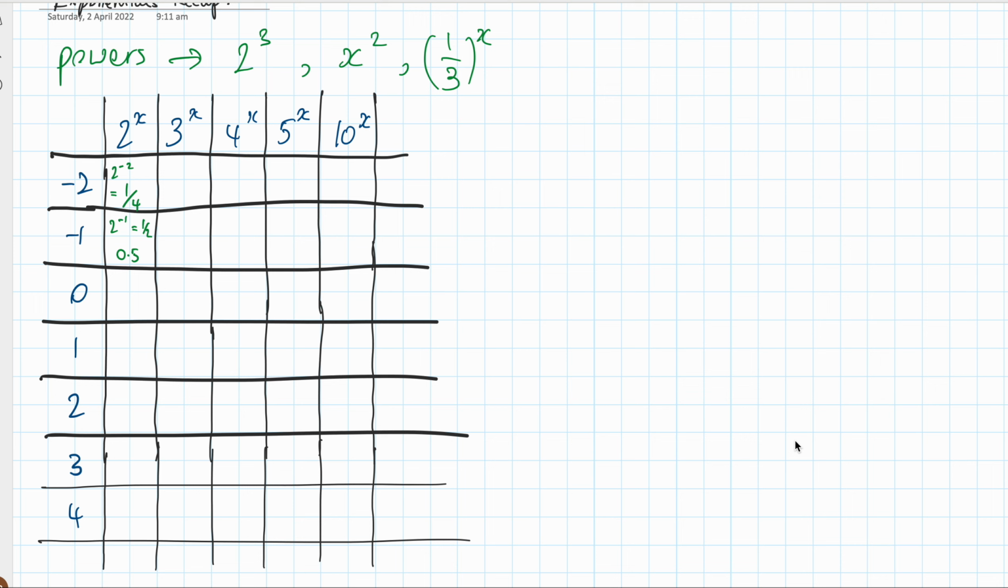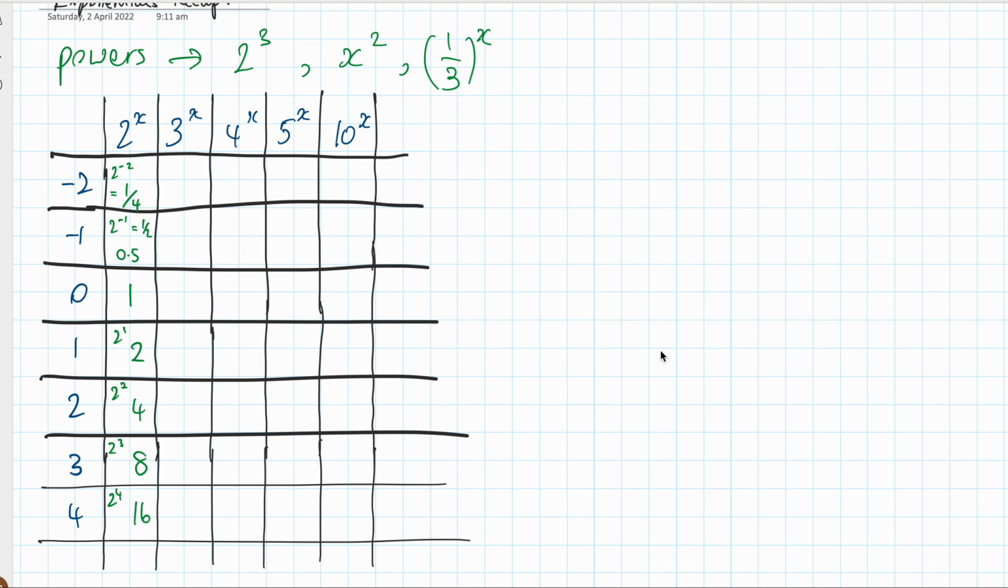Next one, anything to the power of 0 is 1, so we can put a 1 there. And then these ones here, 2 to the power of 1, 2 to the power of 2, 2 to the power of 3, and 2 to the power of 4. Now these all become 2, 4, 8, and 16.